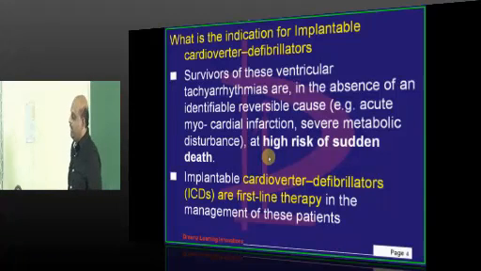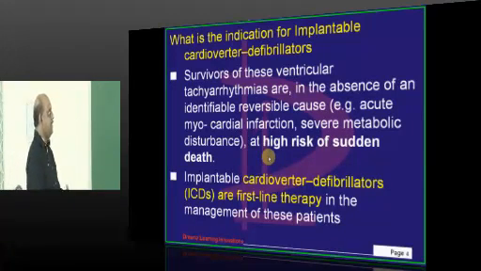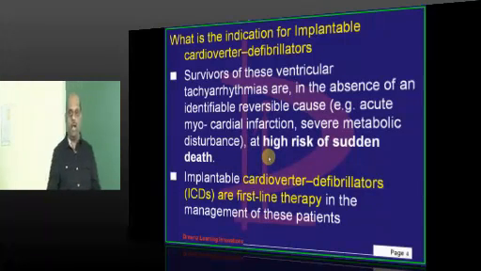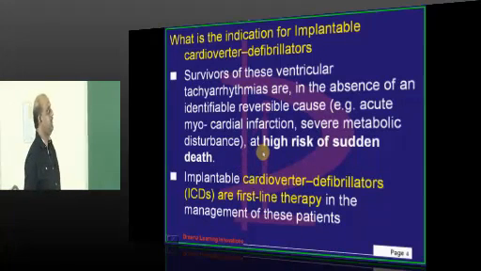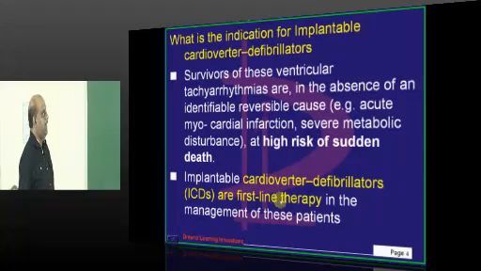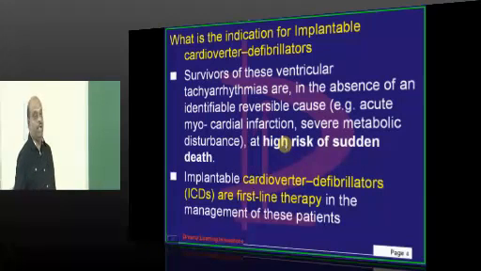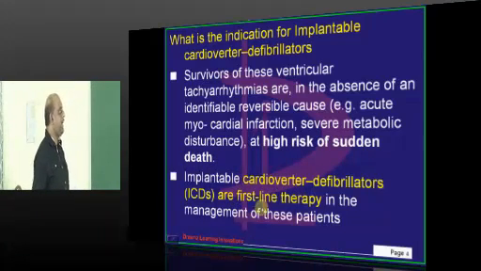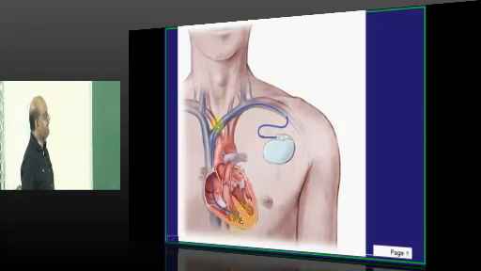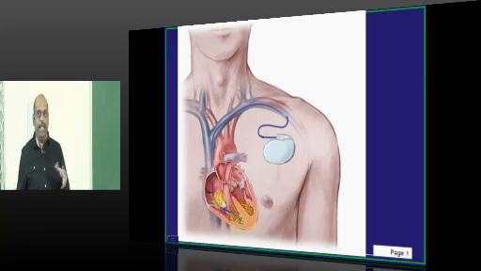So in summary, the favorite question of the examiner is: what is the indication of an implantable cardioverter defibrillator? Those who are at high risk of sudden death. Suppose there is no acute MI and no severe metabolic disturbance, in the absence of such risk factors, if there is any VF, such people are at high risk of sudden death. You need to put in an implantable cardioverter defibrillator as first-line therapy, which will be ready. Any time there is a VF, it will defibrillate and restore the normal rhythm.